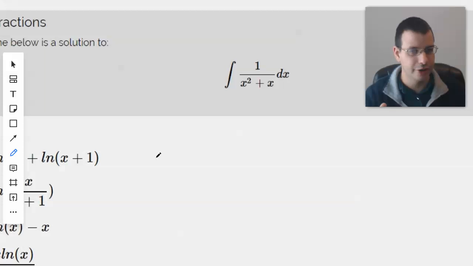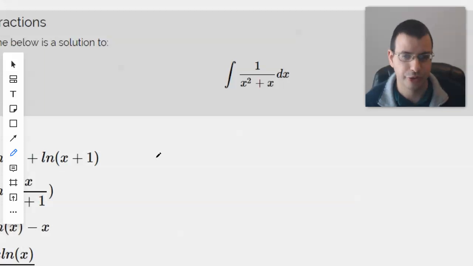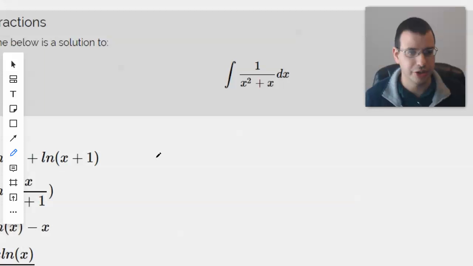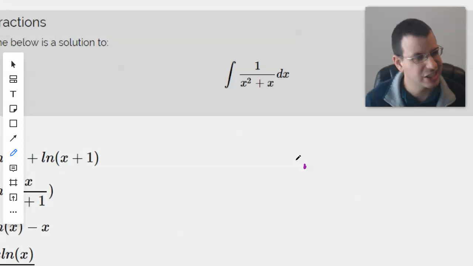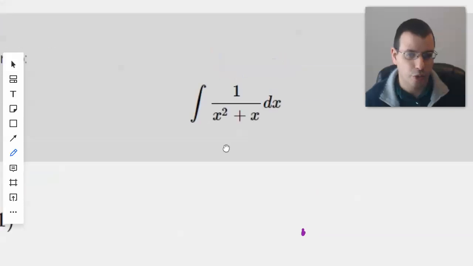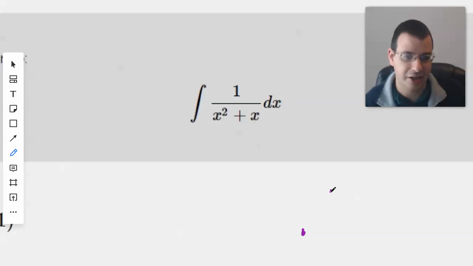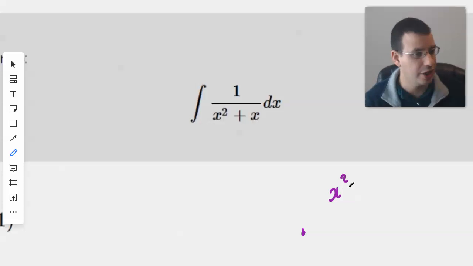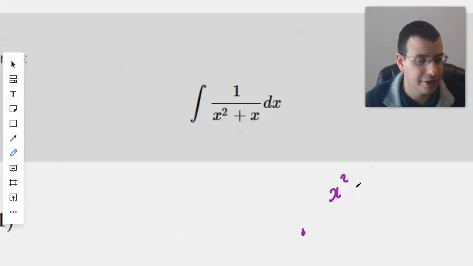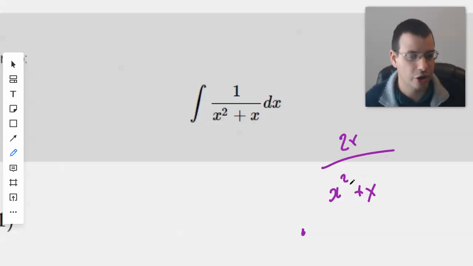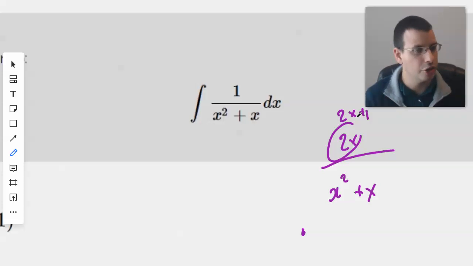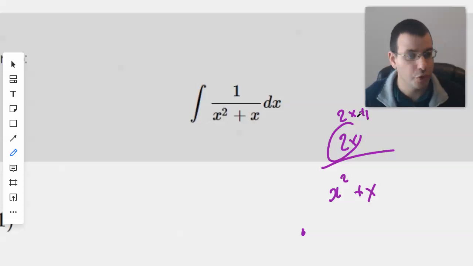So this isn't a power rule. We don't see something like x squared or x cubed by itself as a polynomial. The next thing we usually look for is substitution, where one thing is the derivative of another. If we had something like 2x over x squared plus 2x, we'd say, oh, 2x is the derivative of x squared. Actually, we'd probably have to have 2x plus 1. We look for something like that, and we don't see that here.